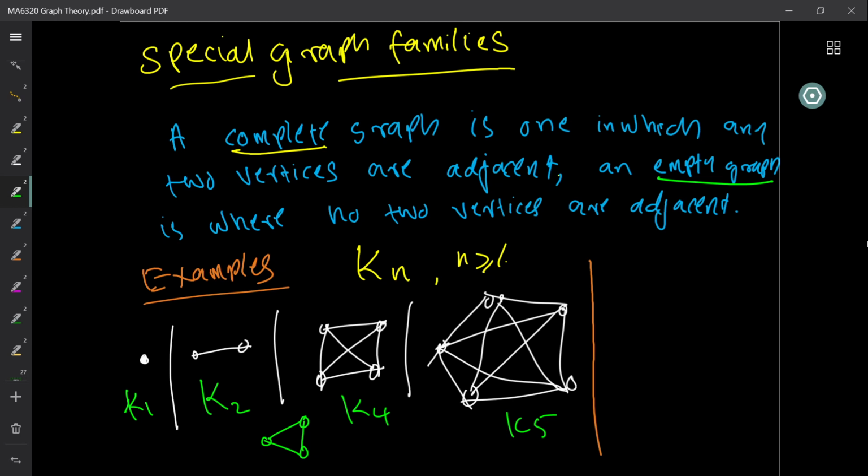Then, on the other hand, suppose no two vertices are adjacent, then the graph is empty. So you have these vertices but no edges. Suppose you have a set of vertices but no edges, then the graph is called an empty graph.